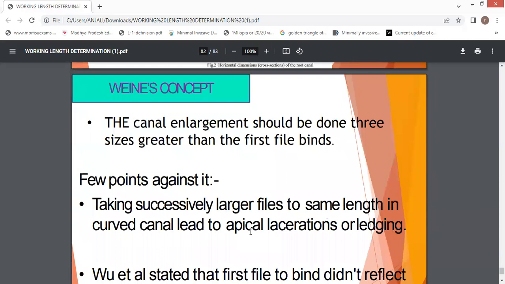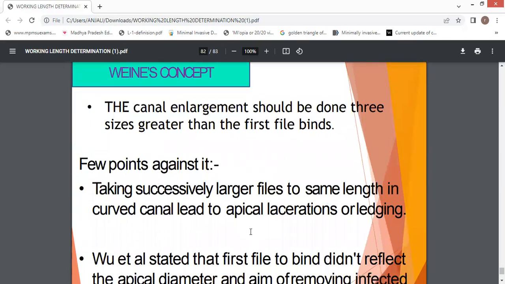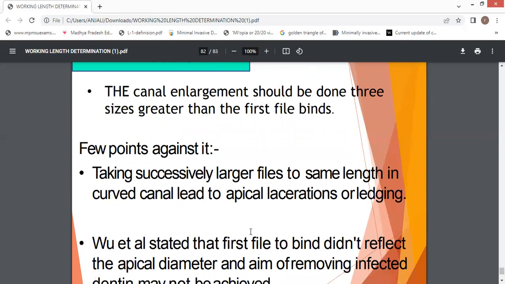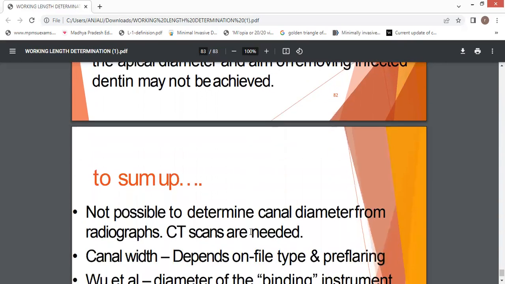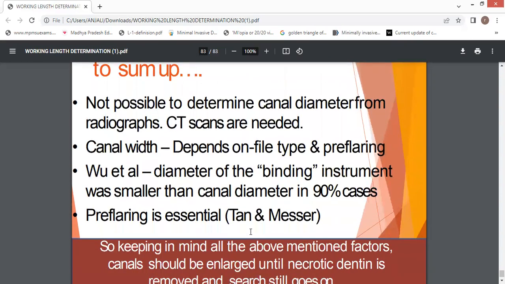Bean's concept: the canal enlargement should be done three sizes greater than the first file that binds. Two points against it. Taking successively larger files to the same length in a curved canal leads to apical lacerations or lesions. Liu et al. stated that the first file to bind doesn't reflect the apical diameter and the aim of removing infected dentine may not be achieved. To sum up, it is not possible to determine canal diameter from radiographs.